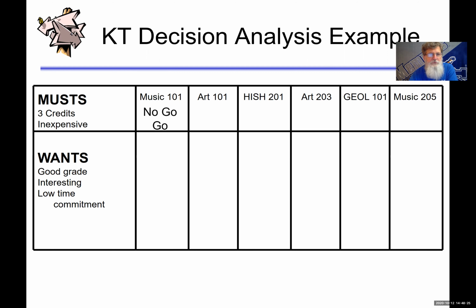Again, music was not 3 hours. Art 101 was 3 hours and not expensive. The history course, same. And there's the art course, the no-go on the inexpensive. So Art 203 had a lot of expenses for supplies. And then the geology course was a go, and of course we already mentioned the music was a no-go. So right away I've reduced 6 of these courses to just a subset of 3.